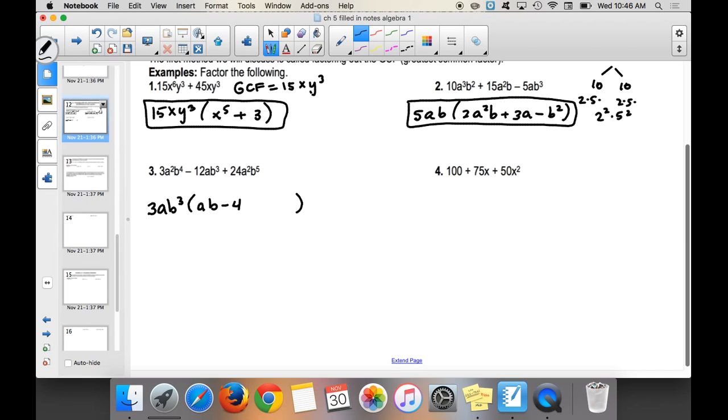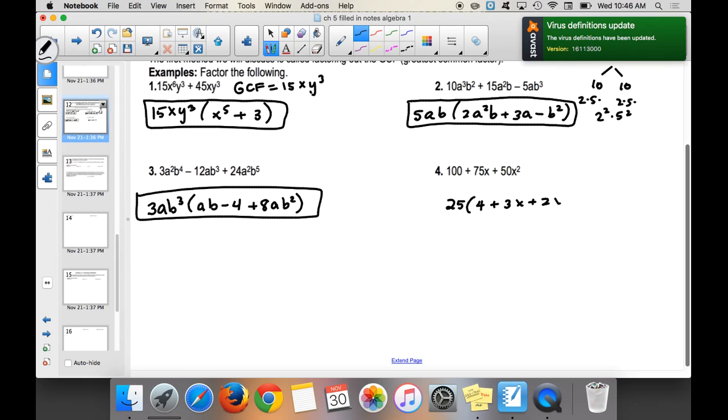What will I have here? A's and b's? How many b's? Nothing? Yeah, do you guys see it's nothing? Because we already have the a and we already have 3 b's. And then plus 8 a b to the 2nd. Did you guys all get that? All right, and the very last one just has a GCF of 25, so we pull a 25 out and we get 4 plus 3x plus 2x squared.